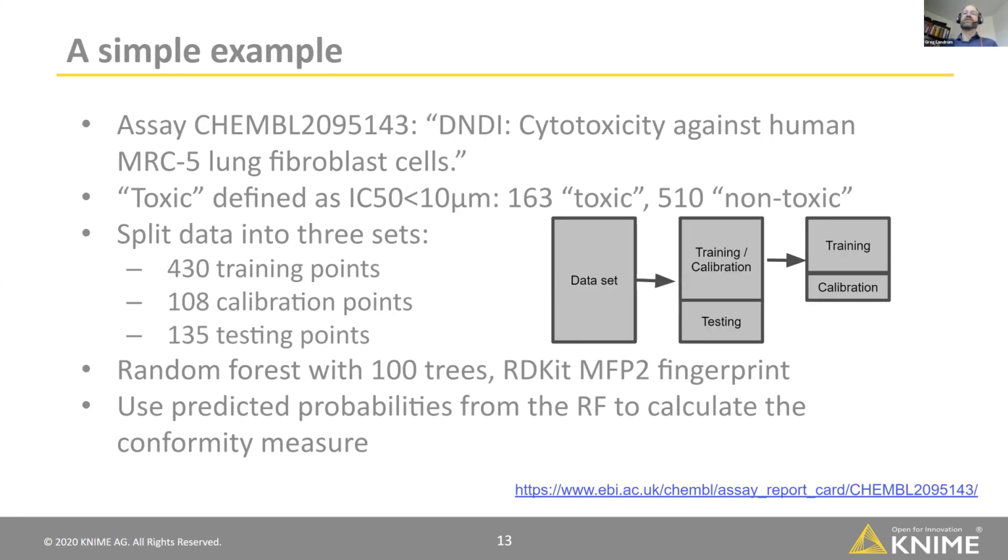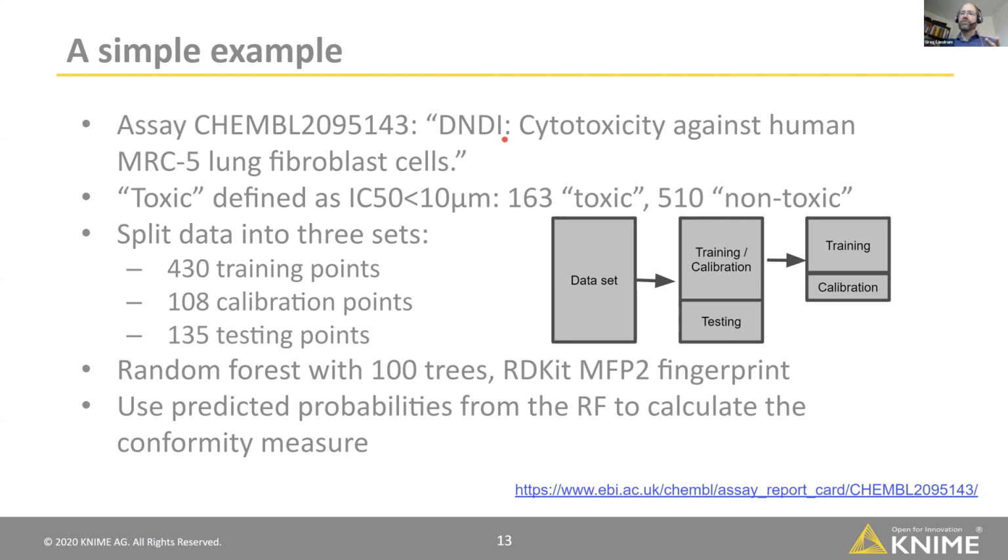So let's get to a specific example. I'm going to build a model for the data set that's described here. The details of the data set and the model are not incredibly important. This is a data set drawn from ChEMBL, which is a large open data source of bioactivity data. We have a classification problem. So the data set is divided into two classes, toxic and non-toxic. As you can see, it's imbalanced. So there's 163 toxics and 510 non-toxics.